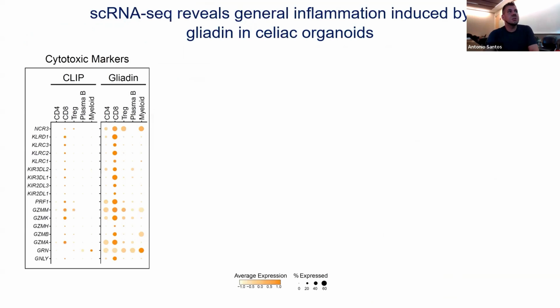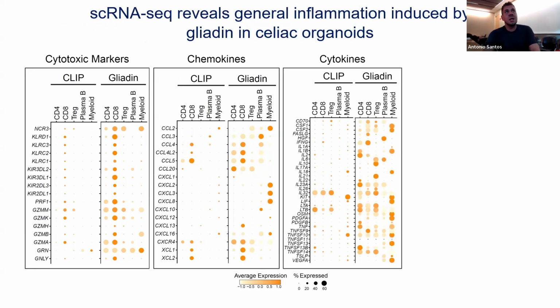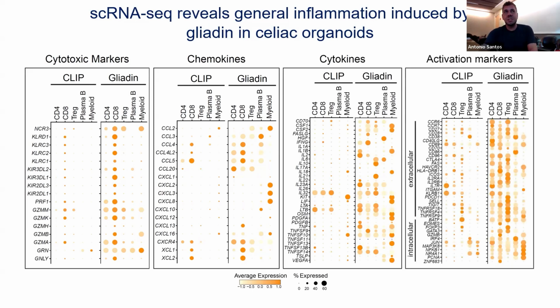And they do all sorts of things. They increase all cytotoxic markers, things that lead to cell death. They increase chemokines, which are also pro-inflammatory proteins, cytokines, and they activate the immune system. So these cells are able to tell the other cells to get activated and to start attacking the normal tissue. And that's why celiac patients, when they eat gluten, they get all this inflammation and cell destruction.